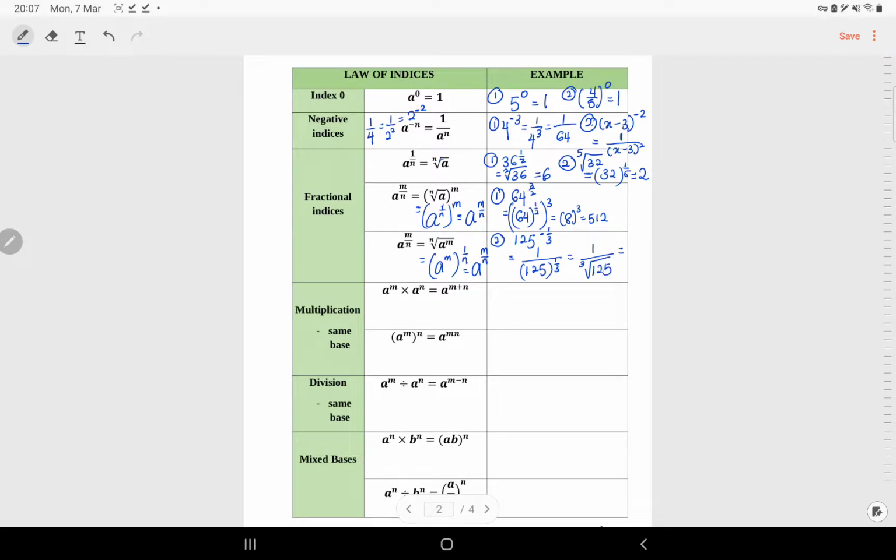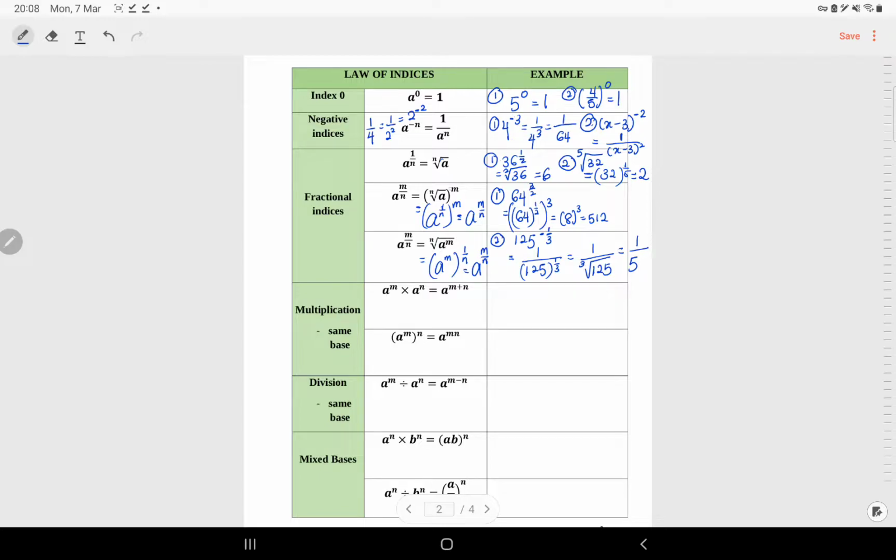And what is the cube root of 125? That is basically 5, because 5 to the power 3 is 125. 5 times 5 is 25, and 25 times 5 is 125. So the cube root of 125 is equal to 5. So that is for fractional indices.